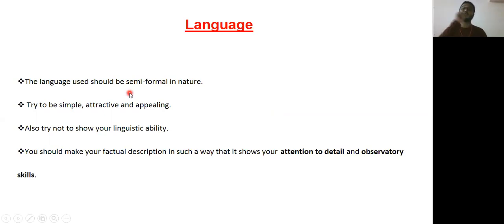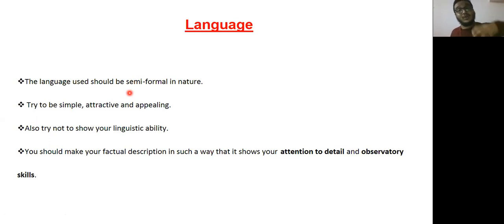Try not to show your linguistic ability. You have good vocabulary, you know many words, you know many synonyms, but students, write simple words. Anyone can read and understand what you have written. Suppose you are writing something on mobile, use the real, simple word about mobile.